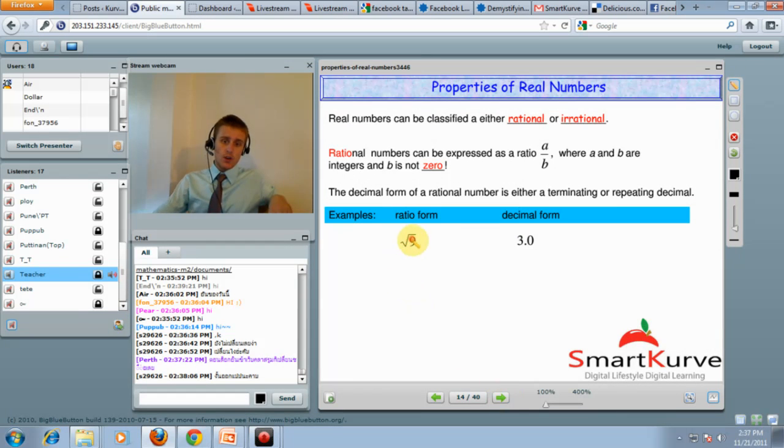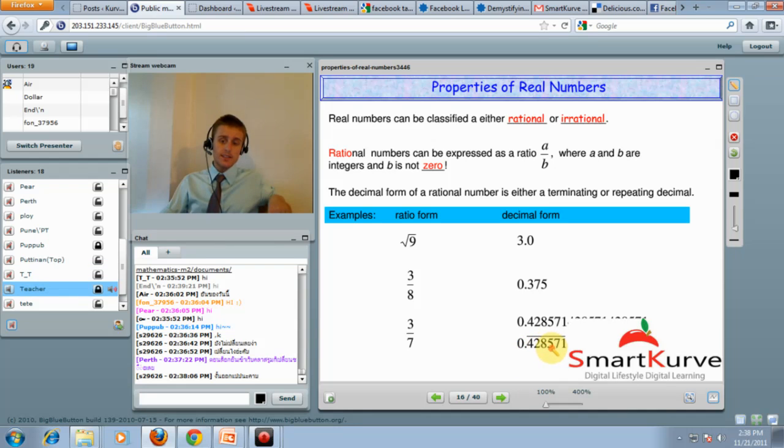Examples. The ratio form is root 9, decimal form 3.0. Ratio form 3 over 8, decimal form 0.375. Ratio form 3 over 7, decimal form 0.428571.